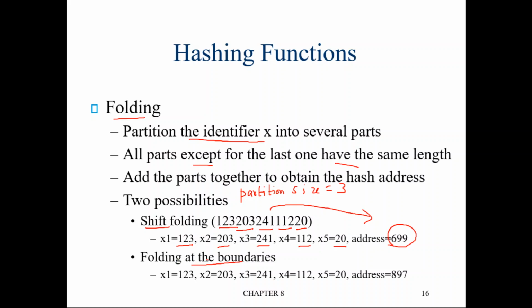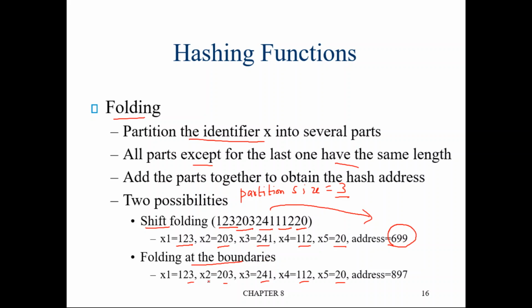The next method is folding at the boundaries. In folding at the boundaries also, we first divide this into several partitions. Like this we divide into partitions. Same, let the partition size be 3. 1 2 3, 2 0 3, 2 4 1, 1 1 2 and 20. But later for adding we'll do something differently.